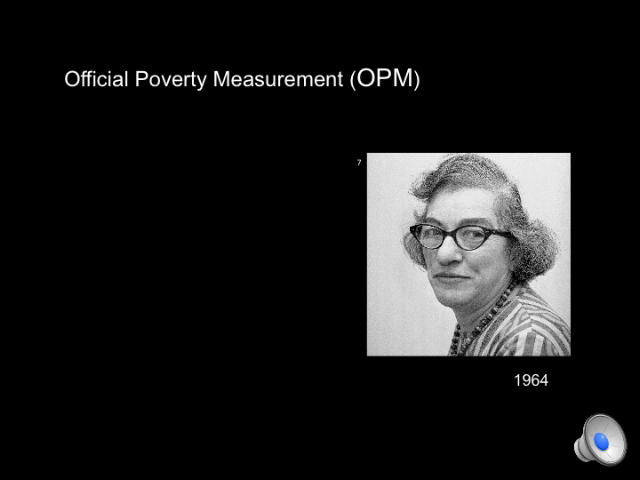Today, the U.S. measures poverty using the Official Poverty Measurement, or the OPM. This measurement was created by Molly Orshansky in 1964 and uses a poverty line, or threshold, to determine if someone is poor or not.